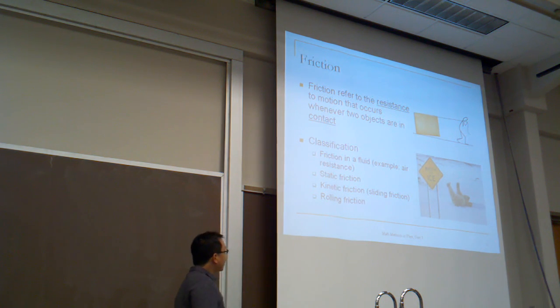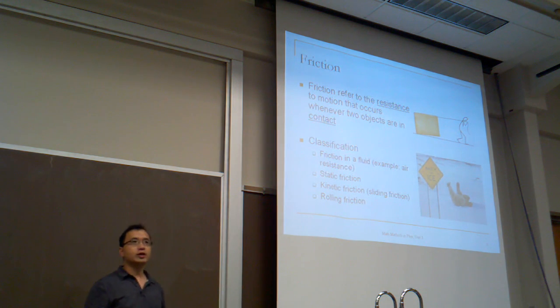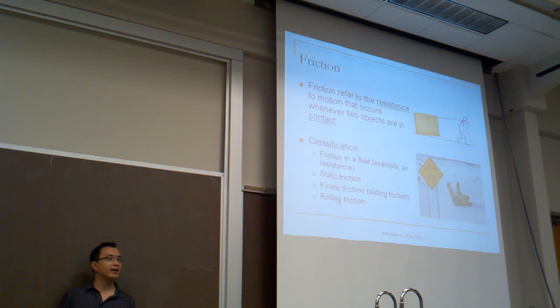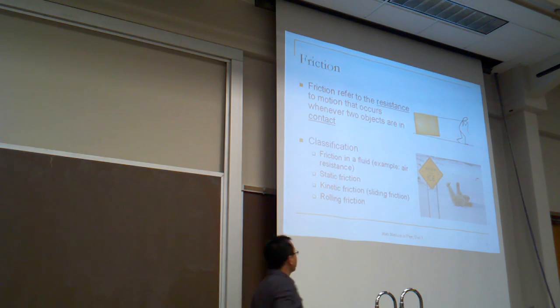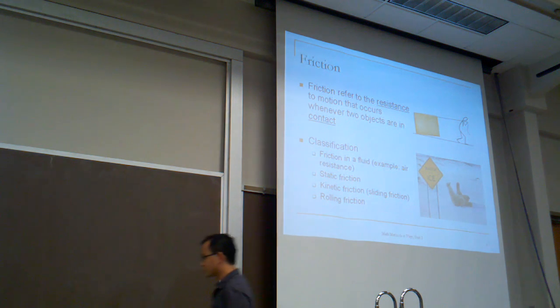One more frictional force is rolling friction. This frictional force happens for your wheel on the ground. Usually, it's much smaller than static and kinetic friction. So that's why we need wheels for all kinds of vehicles, to reduce the friction.